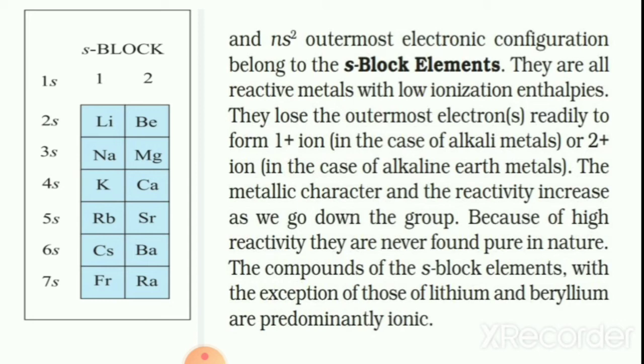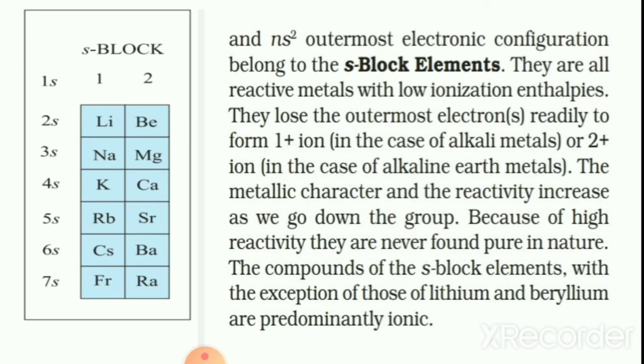Both group 1 and group 2 elements are metals. They have low ionization enthalpies. Low ionization enthalpy means in these elements, a lesser amount of energy will be required to remove the electron which is present in the valence shell. For example, if we consider sodium, the electronic configuration is 1s2, 2s2, 2p6, 3s1, or the configuration can be considered as 2, 8, 1. You know that sodium shows a tendency to lose the outermost electron to form sodium ion so that it can attain stability by acquiring the octet configuration.